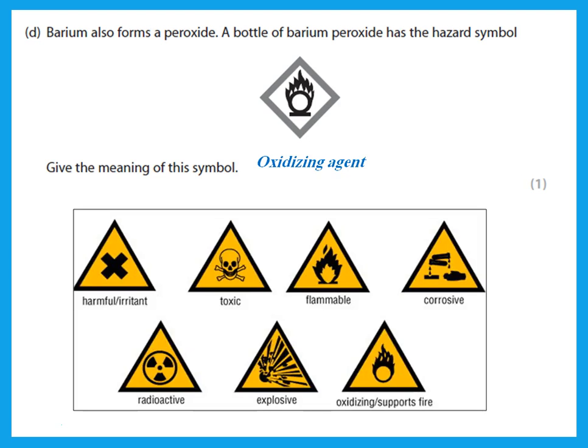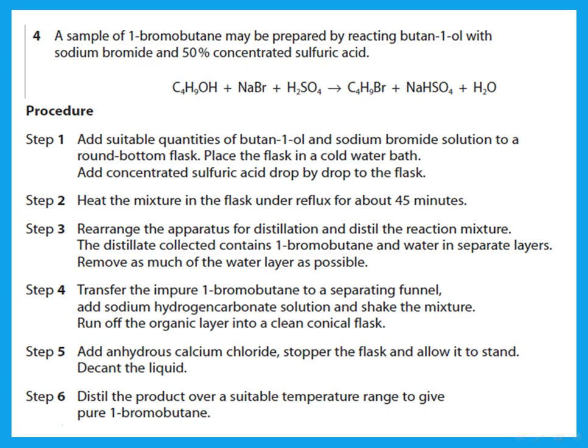If you look at the hazard symbols that you're supposed to know, remember that the one he gives me is not flammable, it is oxidizing agent. So there is one for flammable, and there is one for oxidizing agent, plus the other is corrosive, toxic, and so on. You should be familiar with these hazard symbols.